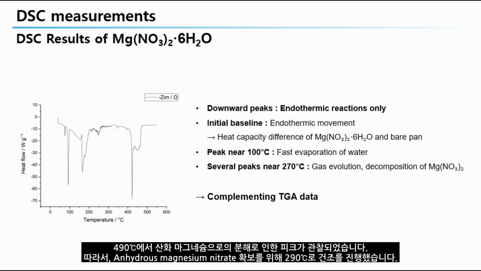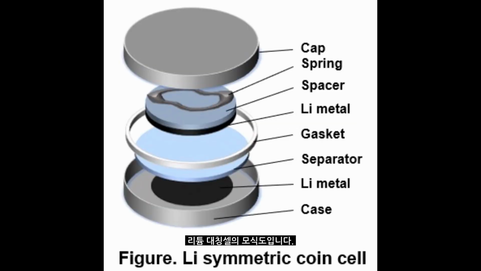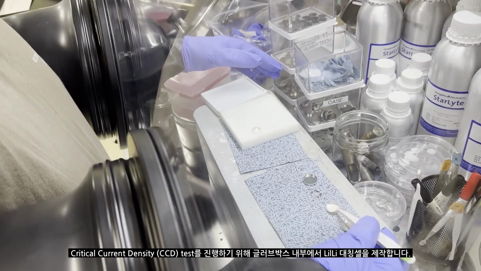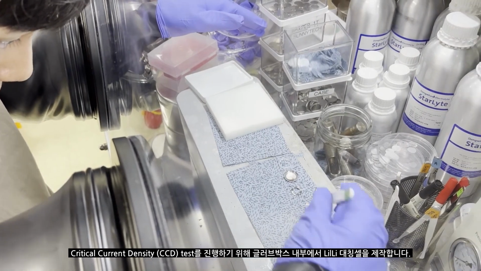Since further decomposition into magnesium oxide was observed near 490 degrees Celsius, the drying temperature was set to 290 degrees Celsius to obtain anhydrous magnesium nitrate for use as an additive. This is the configuration of lithium symmetric coin cell. Assembly of lithium symmetric cell in the glove box to proceed critical current density test.